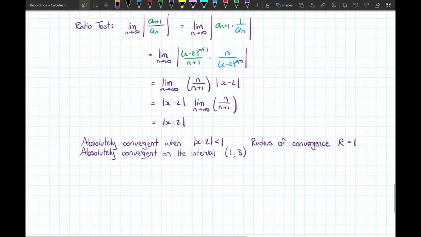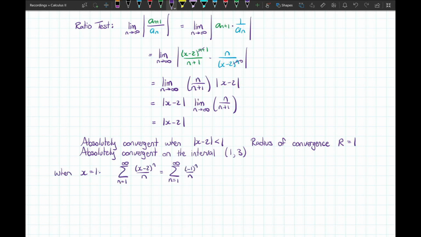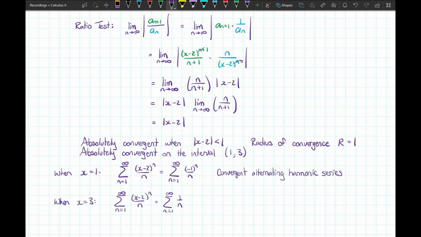So let's take a look at when x equals 1. Well, when x is equal to 1, this gives us the series (negative 1) to the n over n. We might recognize that. That's the alternating harmonic series, and we know that that's already convergent. What about when x is equal to 3? Well, when x is equal to 3, this is just the series 1 over n from n equals 1 to infinity. Hopefully you recognize that right away as just being the harmonic series, and we know that that is divergent.